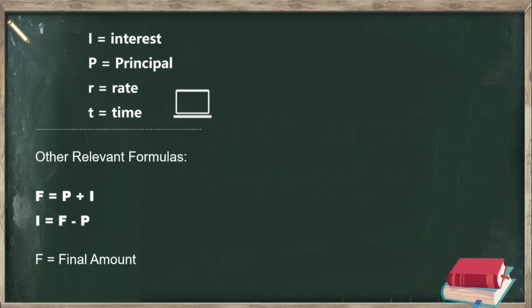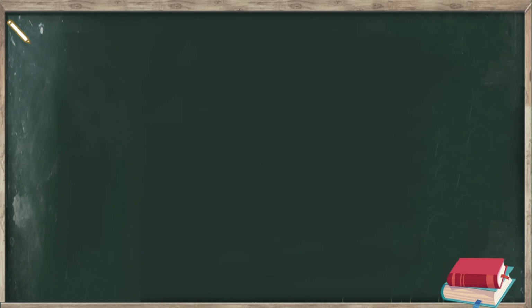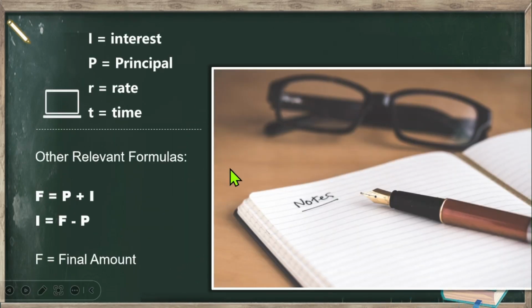Ito yung dagdag bayad natin pag tayo ay nangungutang ng pera. This is the interest. Well, the principal, ito yung exact amount na inutang natin. Wala pa itong dagdag na interest. The R or rate, ito yung percentage kung magkano ang mababayaran nating interest. Kumbaga dito tayo mag-base sa kung magkano ang mababayaran nating interest. And T, term or time, ito yung time kung saan magtutubo yung interest.